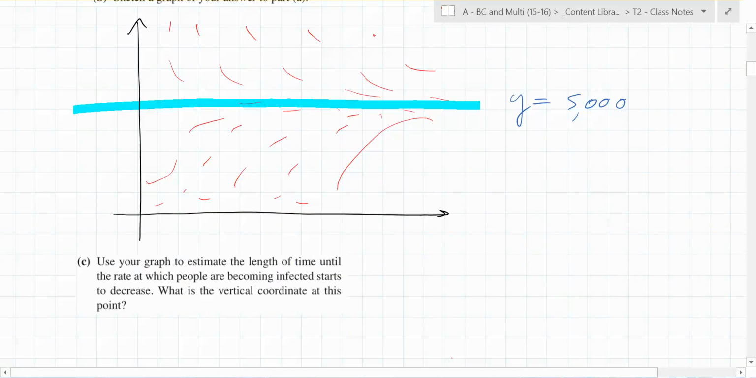Use your graph to estimate the length of time until the rate at which the people are becoming infected starts to decrease. So where is the fastest rate of infection happening? Halfway between, right? So wherever you start, y equals L over 2 is going to be the time when it's growing the fastest.